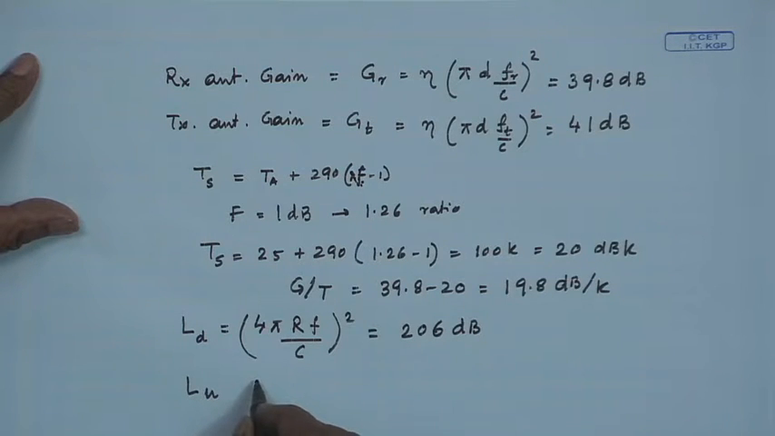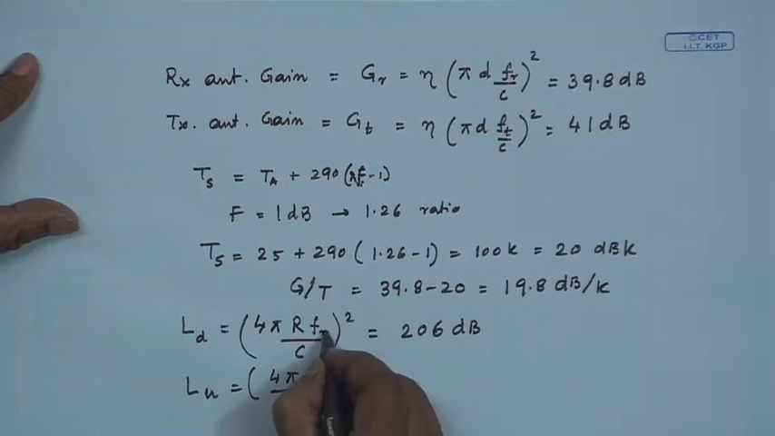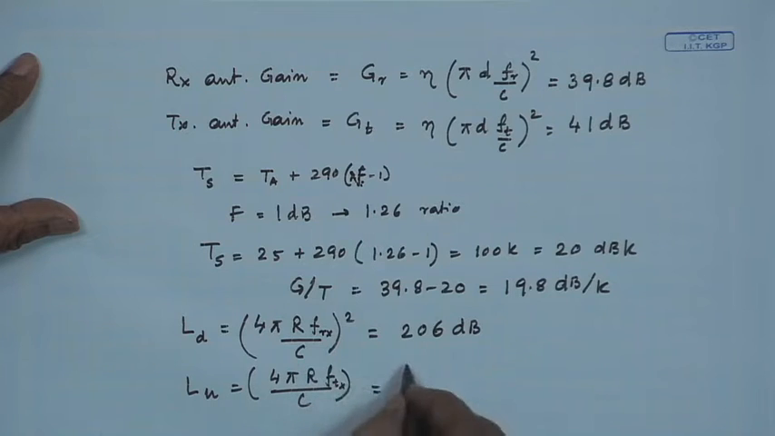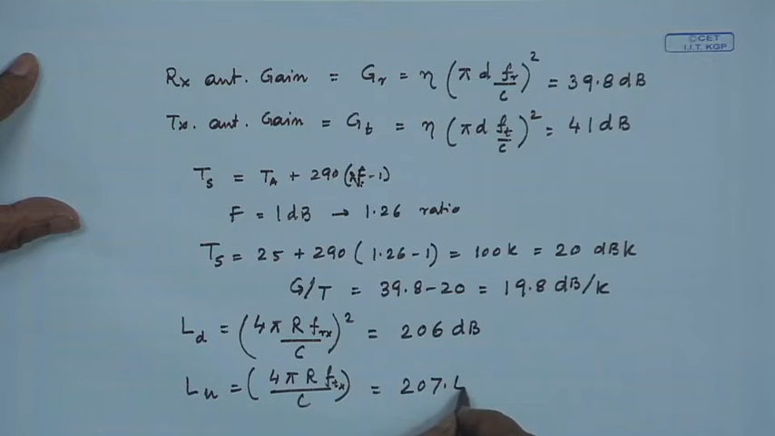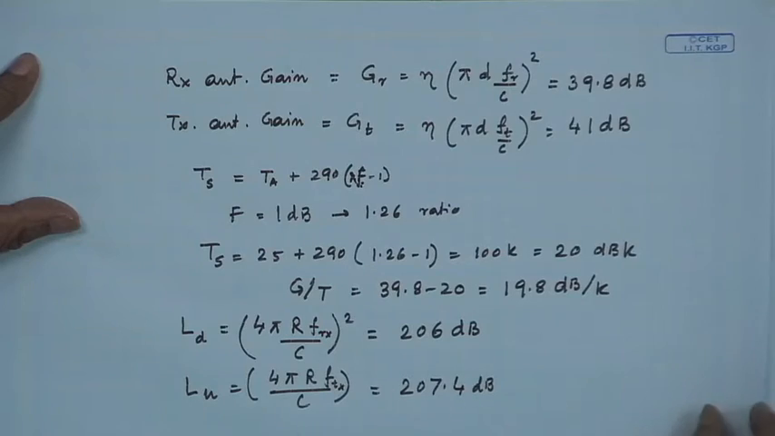Similarly for the uplink, you will find the range using the same expression, only the F here is receive and F here is transmit. So the numbers will be varying. Transmit frequency is higher, you will find 207.4 dB. We will keep these numbers, it will be useful.